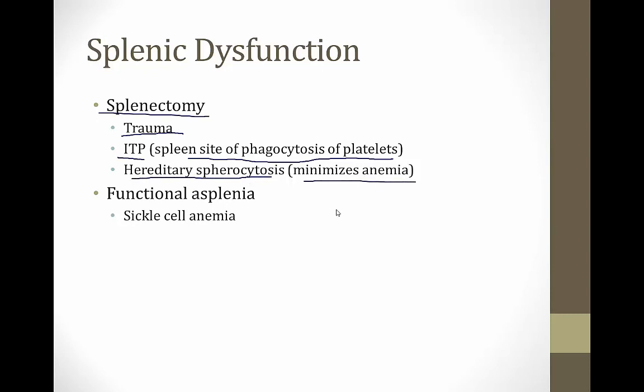And then it's important to know that patients who have sickle cell anemia have a functional asplenia. They have so many abnormal red cells that their spleen is often damaged from trying to consume and remove all those abnormal red cells. And as a result, they are functionally asplenic and they are at risk for encapsulated bacterial infections.